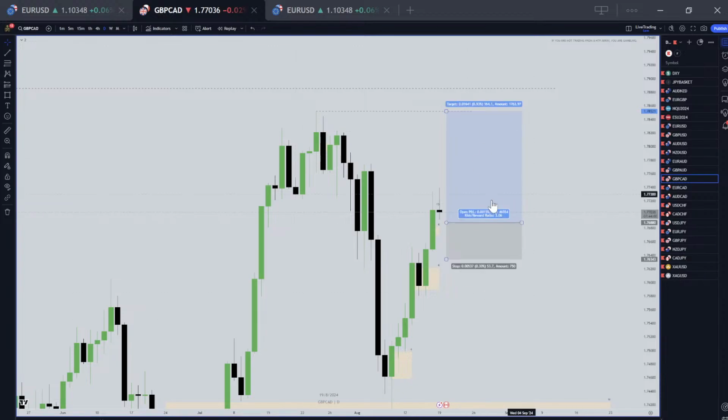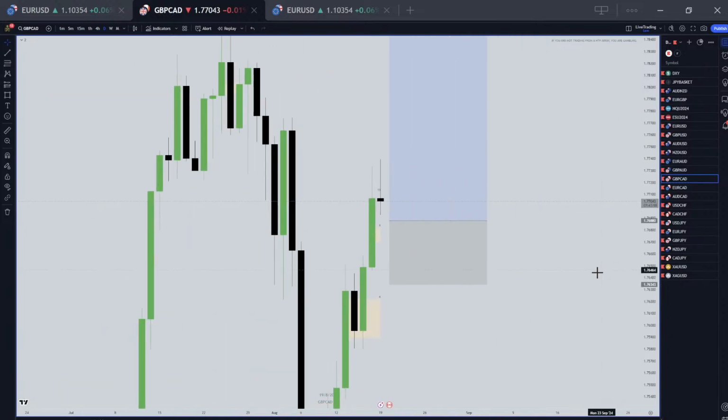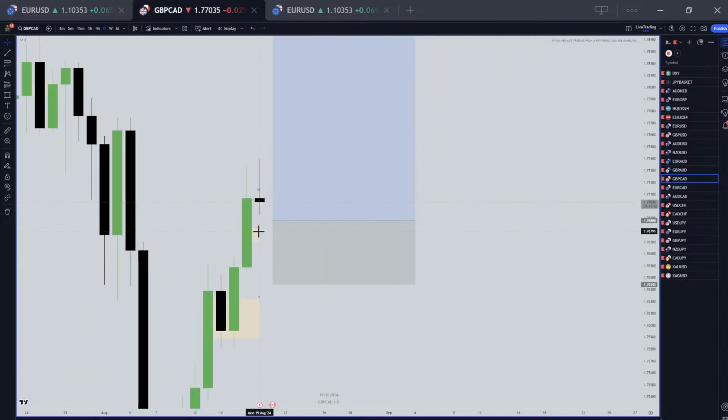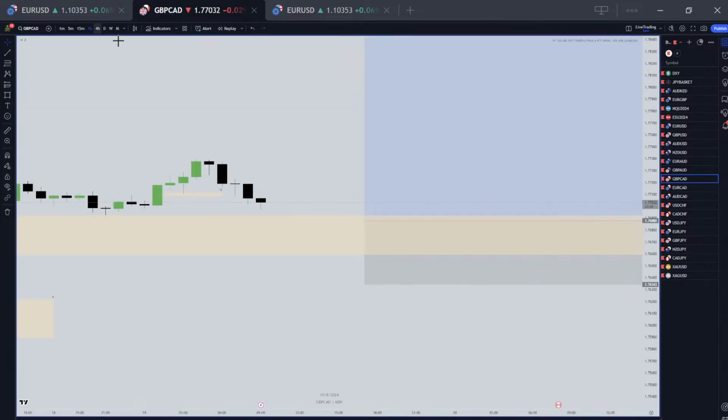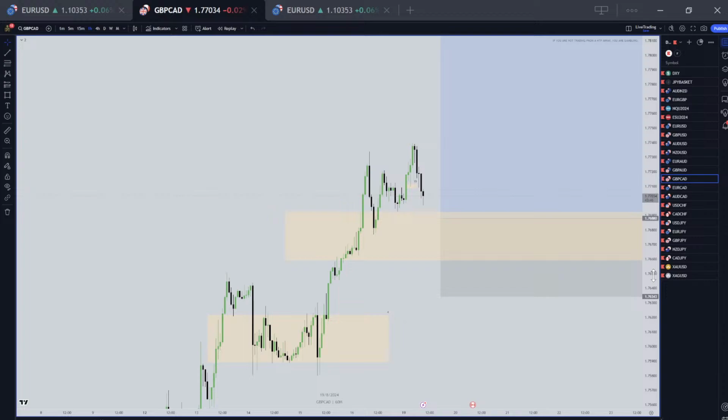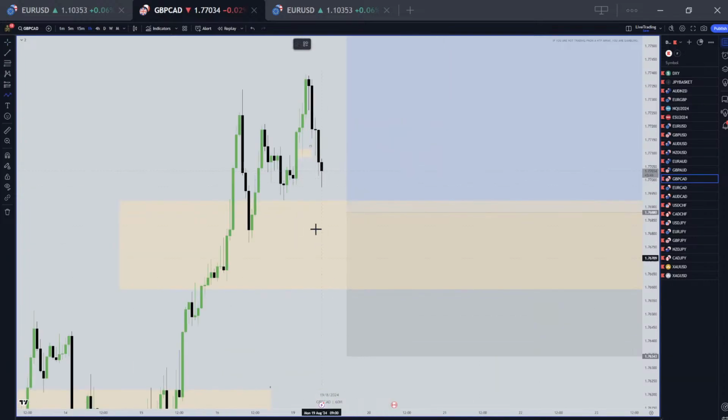So if you want to refine this entry, what you can do is, tomorrow when you expect this daily, let's remove the 4-hour thing right now. If you expect this to happen and you want to refine your entry, tomorrow, go to the 1 hour and wait for structure to form.